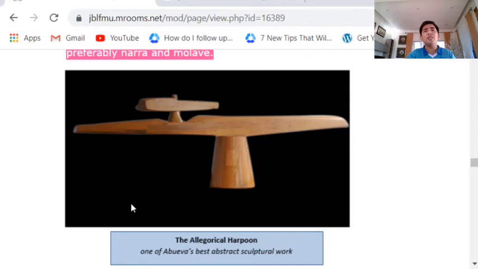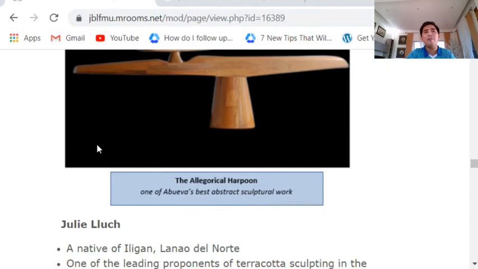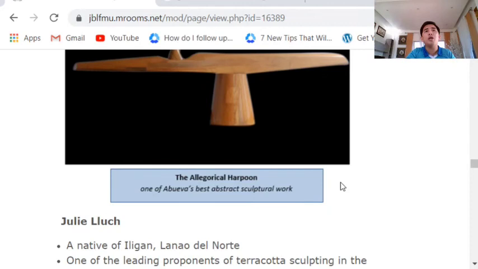Makikita natin the Allegorical Harpoon, class, makikita natin allegory, though there is another meaning to it, right? So, this stands as a symbolism. The harpoon is used to catch fish, right? So, this is a sculpture that really has something, though pwede mo siya magamit, but it has a story behind it. Right? One of Abueva's best abstract sculptural works, the Allegorical Harpoon.